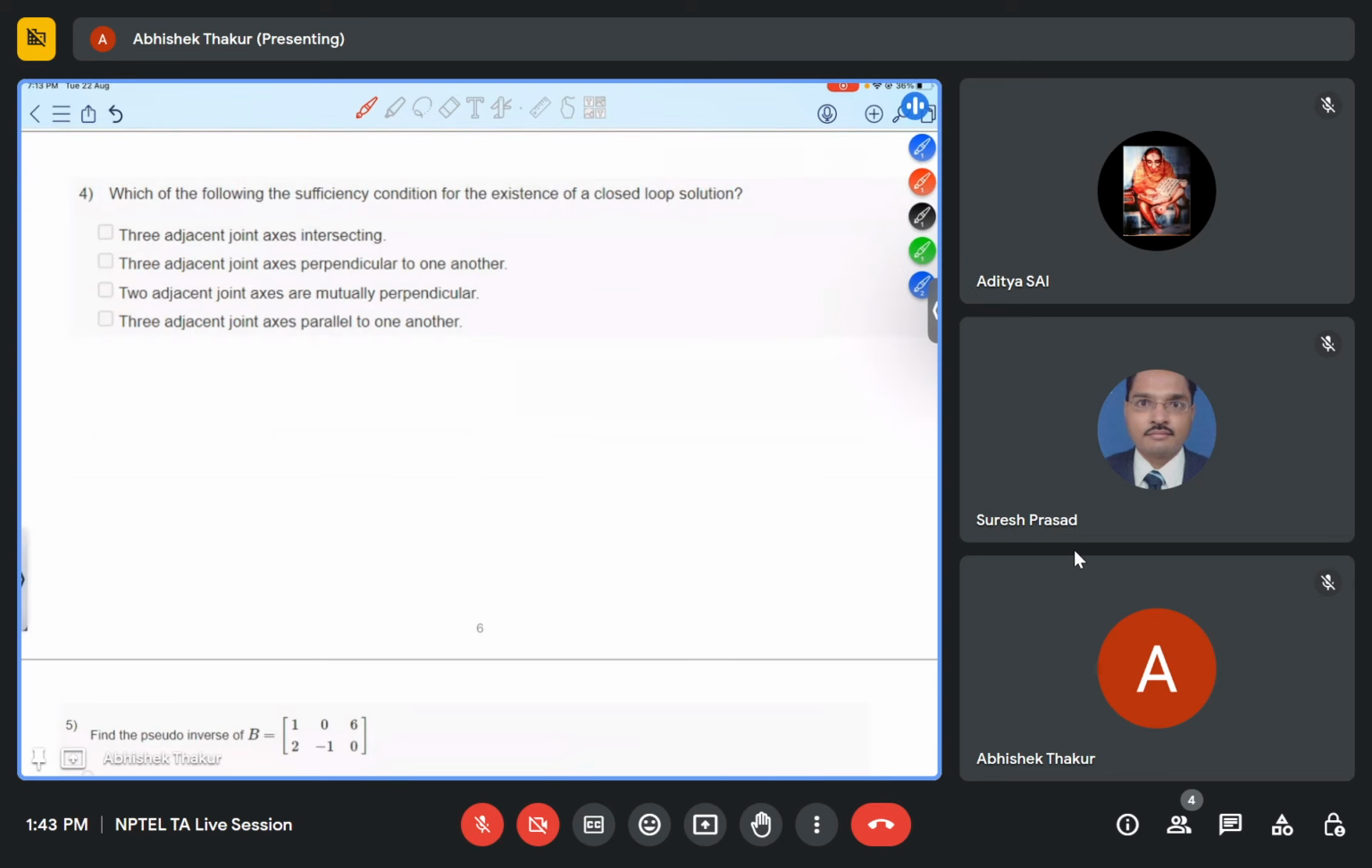So now we'll move on to the next question. What is the sufficiency condition for the existence of a closed loop solution? So there are two conditions. Either the three adjacent joint axes are intersecting, or the three adjacent joint axes are parallel. So in this question, option 1, three adjacent joint axes intersecting, is correct. Three adjacent joint axes perpendicular to one another, wrong. Two adjacent joint axes are mutually parallel, wrong. Three adjacent joint axes parallel to one another. So these two are the correct options for this question.